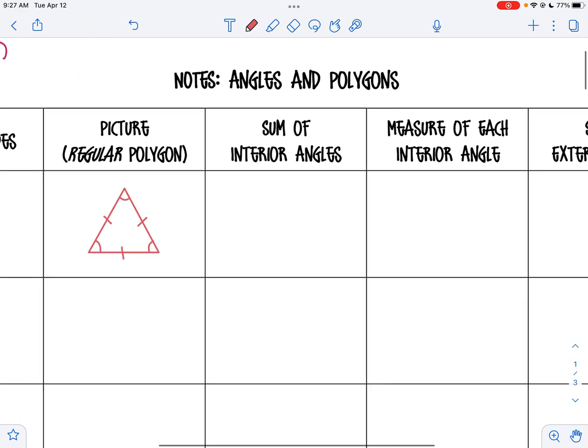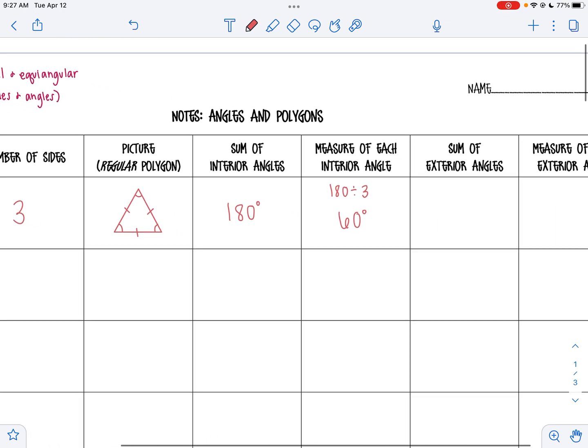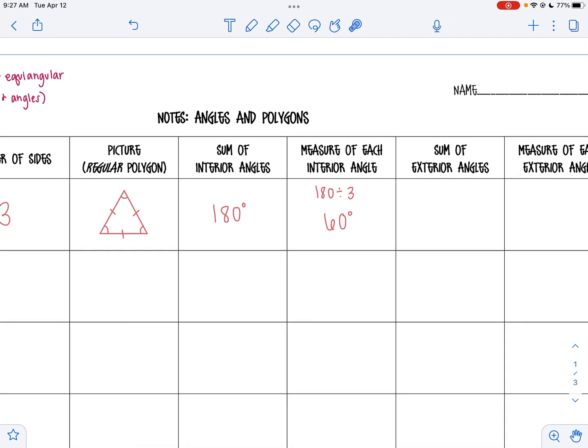A lot of these questions you already know. What's the sum of the interior angles? Well, what does the inside of a triangle add up to? 180. So if we said what's just one, well, 180 divided by 3. You hopefully remember some of this stuff. That's just 60 degrees. That was equiangular. They were all 60.